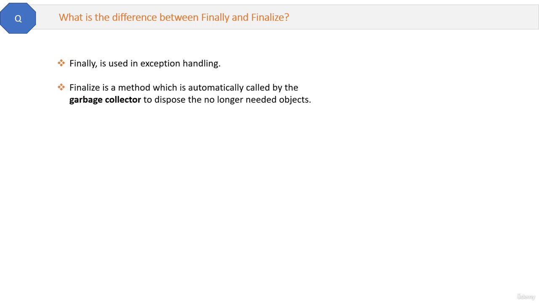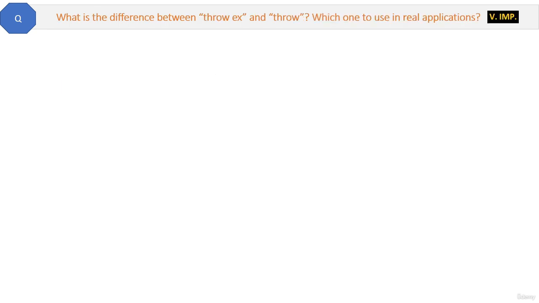What is the difference between finally and finalize? This is a silly question. Their names are somewhat similar, but they have no relation. But as it is an important question, we will cover it. Finally is used for exception handling, right? Finalize is a method which is automatically called by the garbage collector to dispose the no longer needed objects. Garbage collection I will explain in other videos, but these are the differences between finally and finalize.